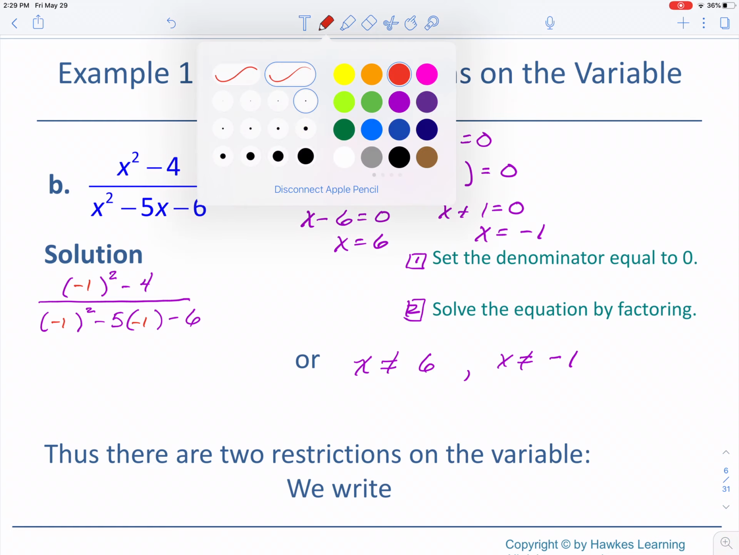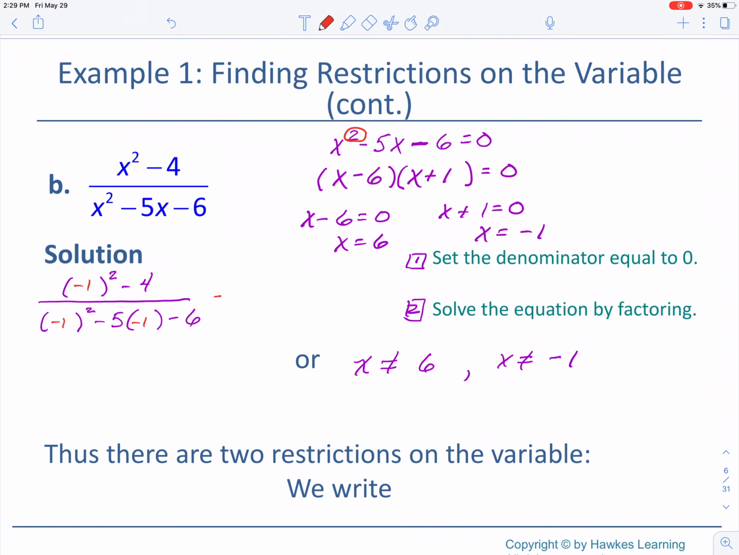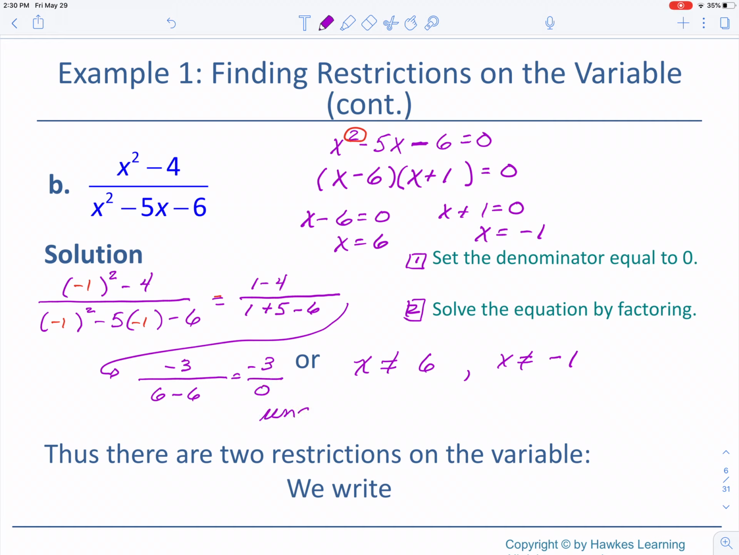I'm really only interested in the denominator. Of course, you can see on top it's going to be 1 minus 4. On the denominator, it looks like I have 1 plus 5 minus 6. Let me come on down here and finish that. So I have a -3 on the top, and I have a 6 minus 6 on the bottom. And of course, that 0 on the bottom causes this expression to be undefined. Now, I only checked it there with the -1, but the same thing would happen if you plugged in the +6.